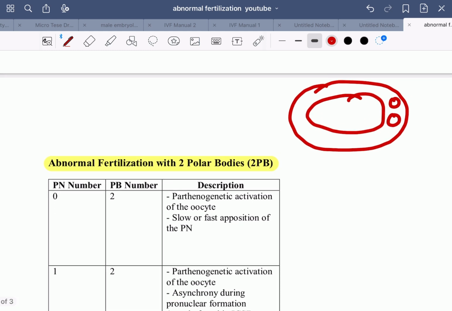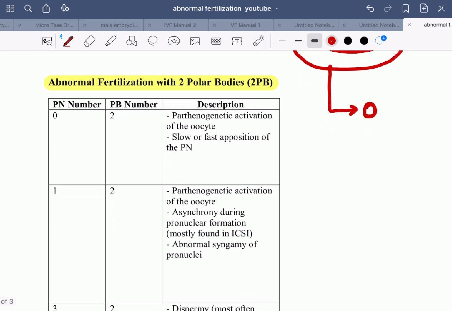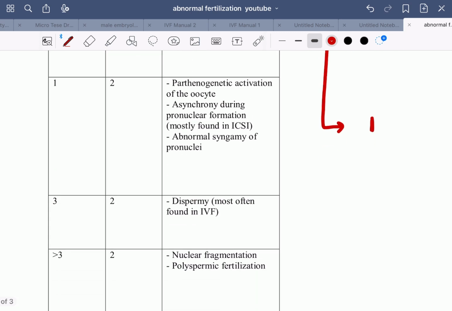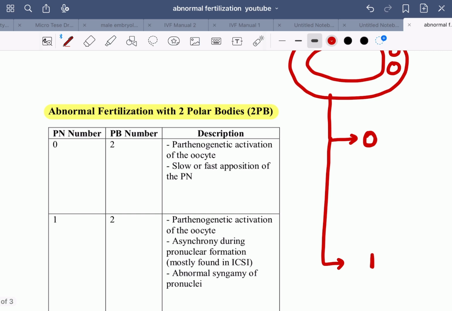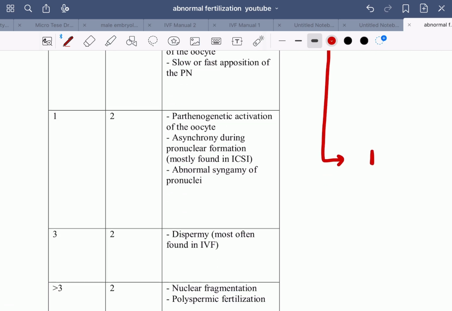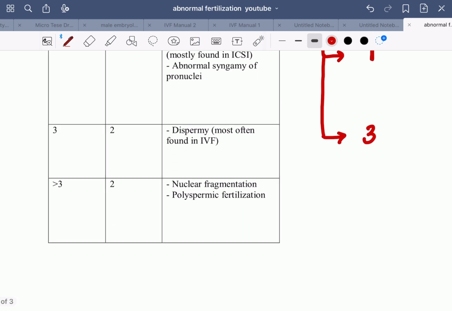First is two polar bodies but zero pronuclei. Second is two polar bodies but one pronuclei. We cannot write two, because if two polar bodies and two pronuclei, that means normal fertilization, but we are talking about abnormal fertilization. So we'll write 3 pronuclei and greater than 3 pronuclei.